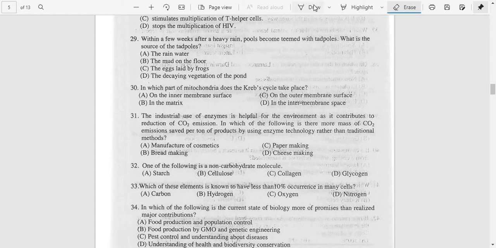Okay, from question 31. The industrial use of enzyme is helpful for the environment as it contributes to reduction of CO2 emission. In which of the following is there more mass of CO2 emission saved per ton of product by using enzyme technology rather than traditional method?